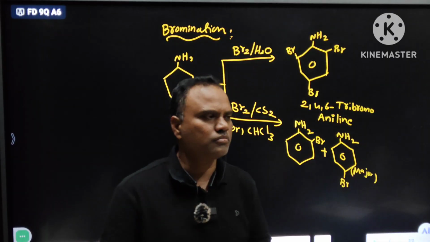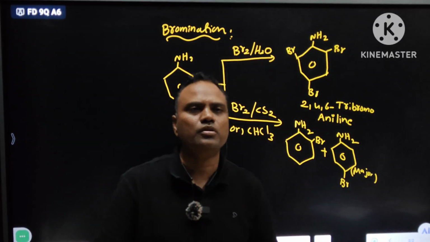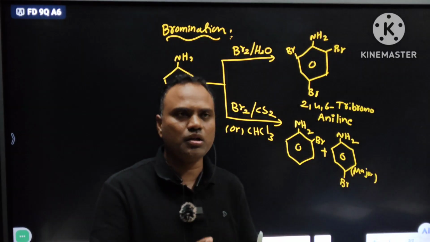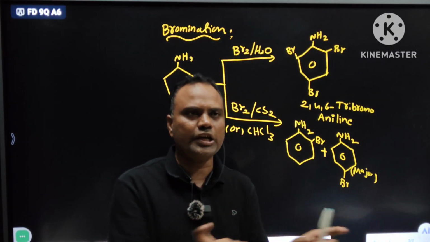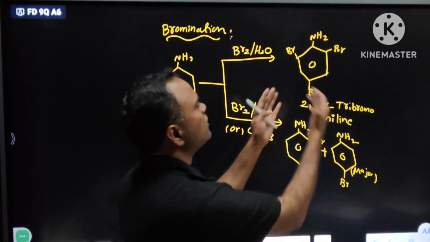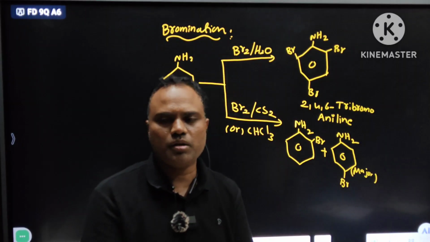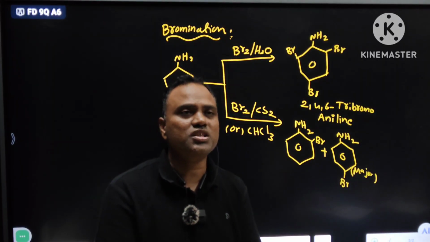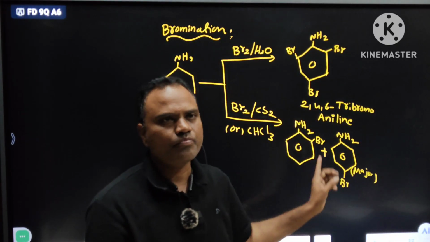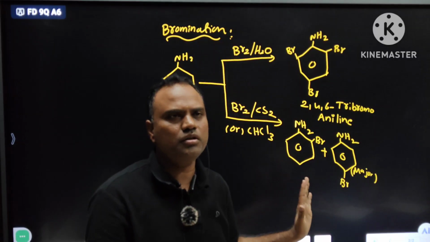Very simple reason. Water is a polar compound, a polar protic compound particularly. It enhances the ionization of the bromine molecule. The bromine molecule dissociates into ions. More ions will come and more ions will attach. That's why we get tribromo, polybromination. This is called polybromination. Number of bromines is 3. In CS2 we get monobromination only, ortho-bromo and para-bromoaniline.